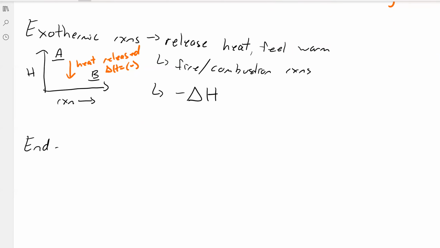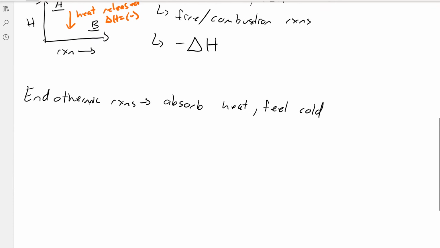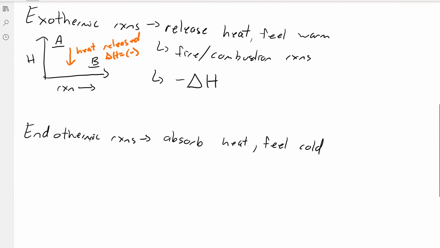And then the opposite of that, we have endothermic reactions. These absorb heat. And they're going to feel cold. They're feeling cold because the heat from your hand or the energy from your hand is going into that reaction because it's absorbing it. And so you're losing that energy, and so it feels cold. Example of these are those like chemical cold packs. Not the ones that you put in your freezer, but like the ones with that little separator, and then you crush it open and then it gets cold.